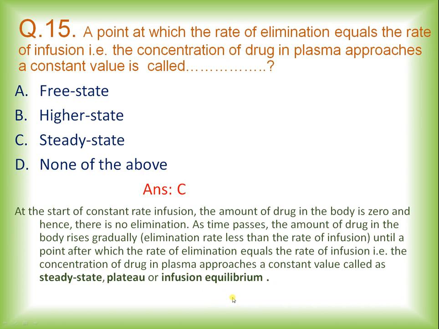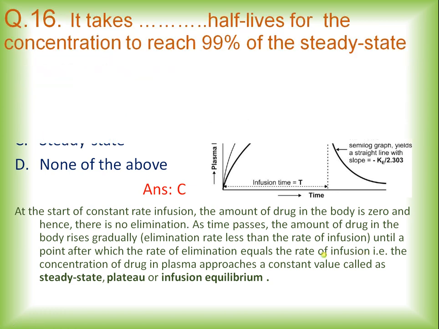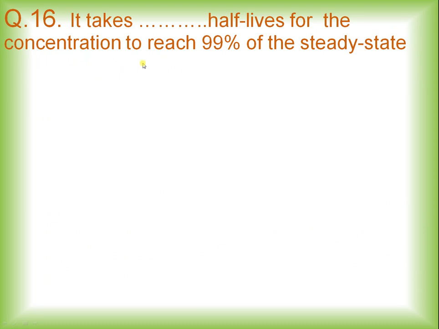This question is very important, student. So from this you will come to know: this is the CSS, that is the concentration at steady state. It is also known as plateau, or infusion equilibrium. So what happens at this point? The rate of elimination is equal to the rate of infusion. Okay, keep this in your mind. Now coming to the next question: it takes dash half-lives for concentration to reach 99% of the steady state.